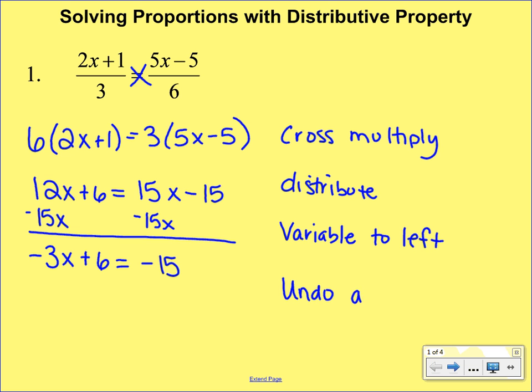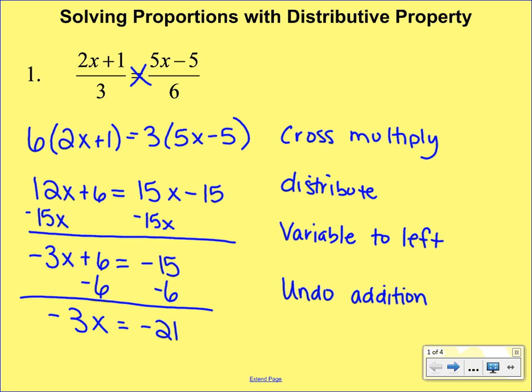Next, we have to undo addition. So here we're going to end up subtracting 6 from both sides. We get negative 3x equals negative 21. And then lastly, we have to undo the multiplying. And so we'll divide, because division is the opposite of multiplying. We'll divide by negative 3. So x is 7.